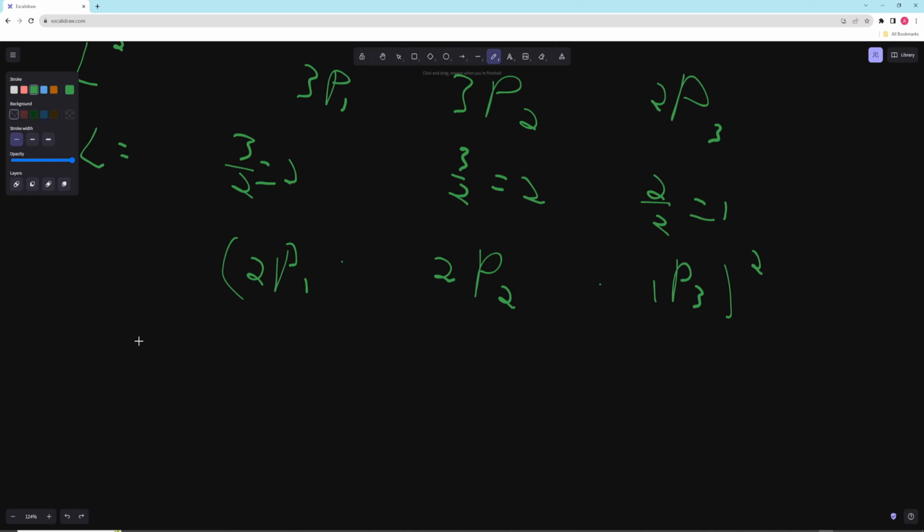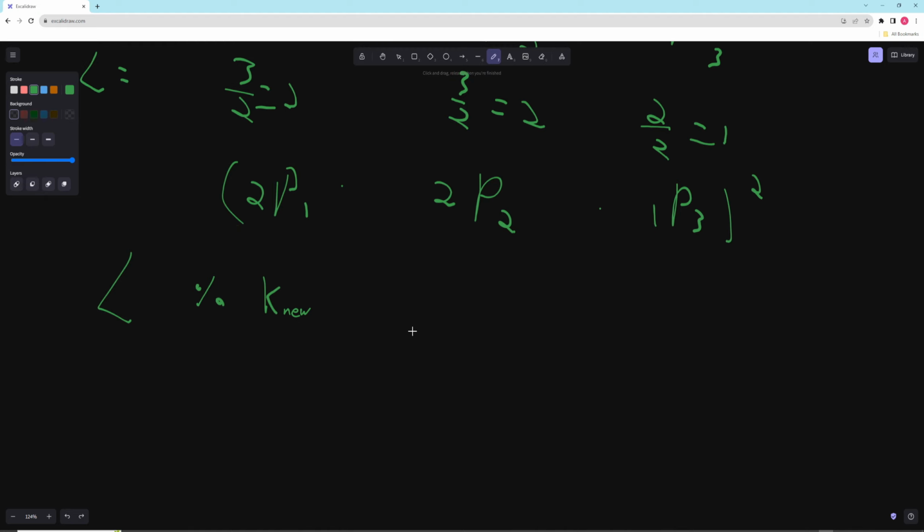So we can say that for this new k value that we have here, if L squared mod k equals 0, that means L has to at least have these factors. So we can call this k new. And so what would happen here is basically we can calculate what k new has to be, right? So let's do some examples here just to make this easier to understand.